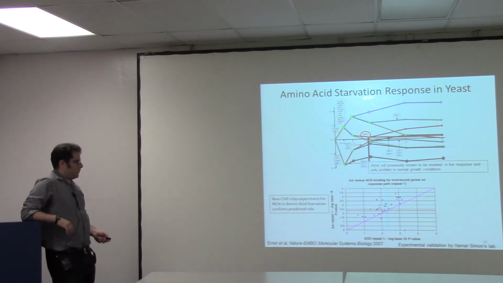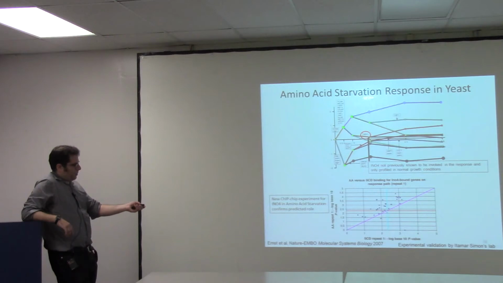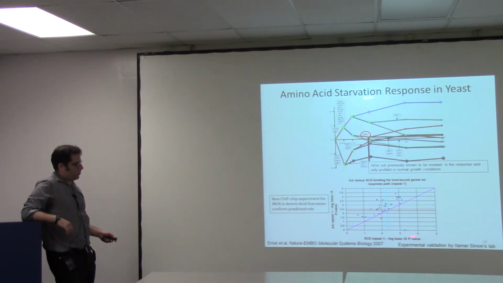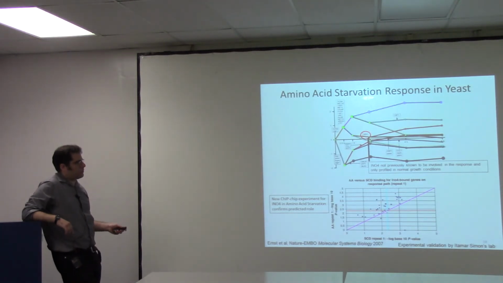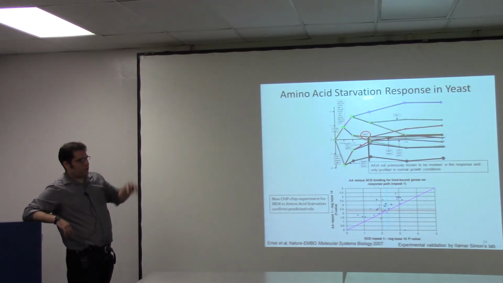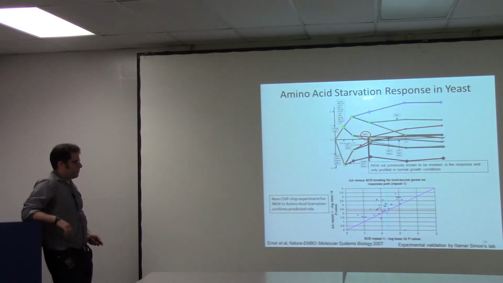And our collaborators in Itamar Simon's lab did a new ChIP-chip experiment at the time. So this was the predecessor of ChIP-seq. It's similar, but it's based on microarray-based technology rather than sequencing. And they showed that there was greater binding in amino acid response compared to the normal condition baseline. So it's saying in response to this stimulus, we saw more binding of this at the relevant time point we were predicting.